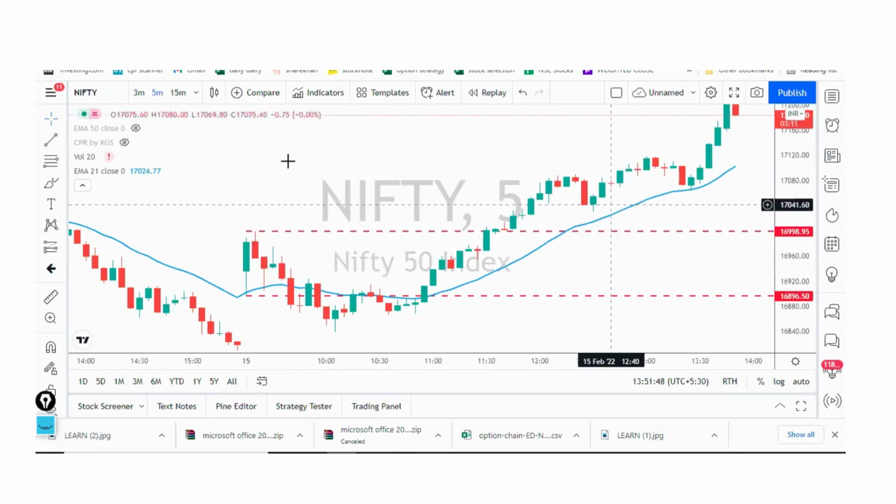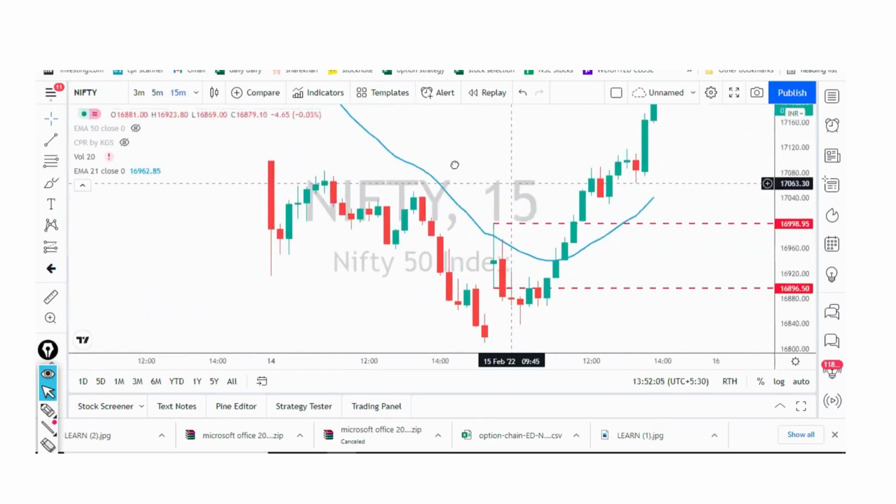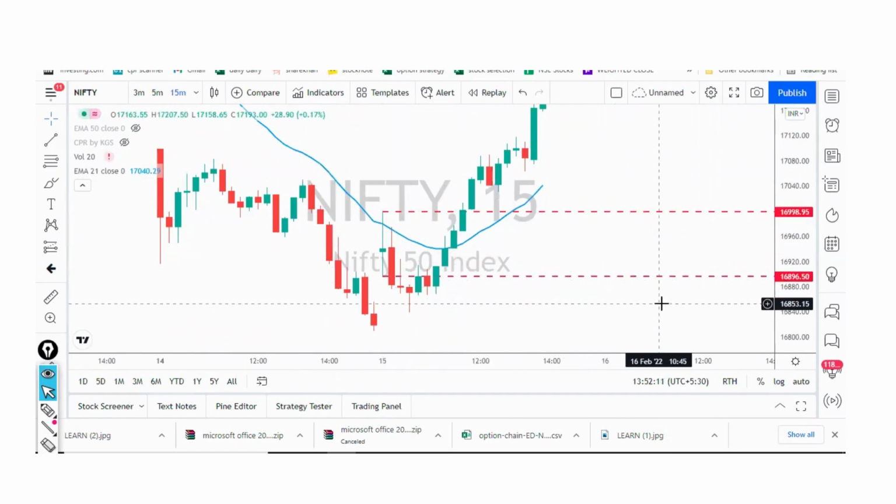Now let's start. For the first 15 minutes, no trade. The rule is first 15 minutes, no trade. Mark the high and low of the first 15 minutes candle, which is known as the initial balance. It's already done. I have already marked the high and low of the first 15 minutes candle.